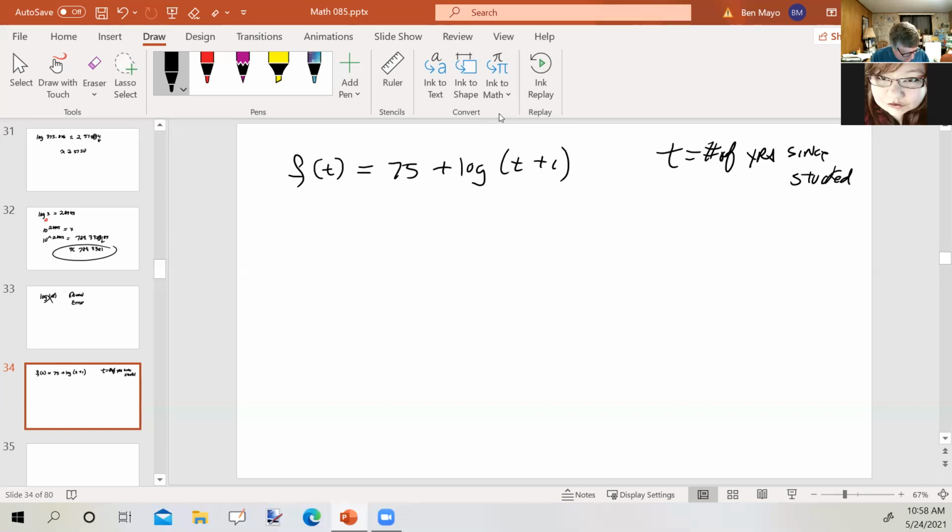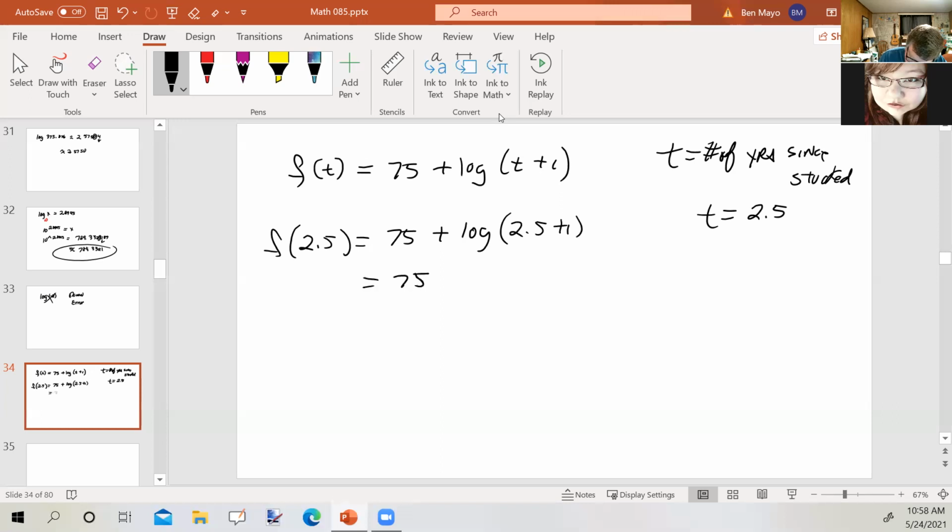Find the number of sunfish you can expect in the lake in 2.5 years. So we're going to let t be 2.5. So f of 2.5 is 75 plus the log of the quantity 2.5 plus 1, which is 75 plus the log of 3.5. So on our calculator, we're going to put in 75 plus the log of 3.5. And let's see here. Where did it go?